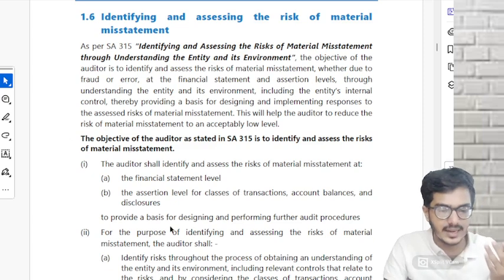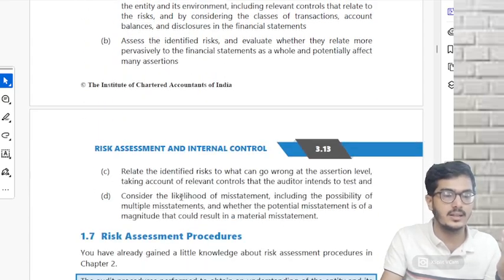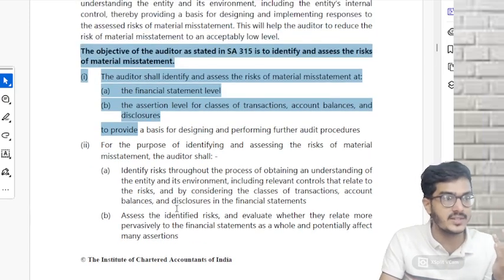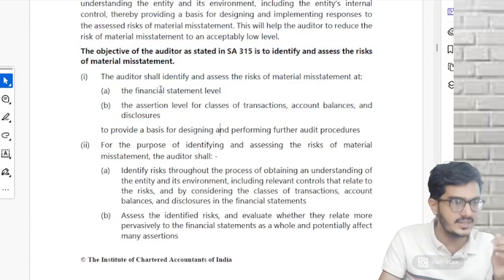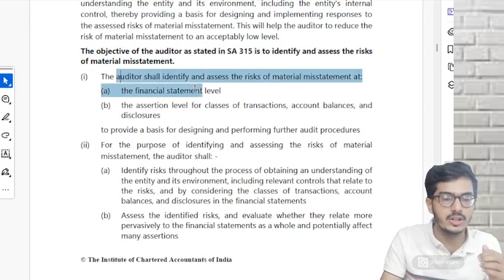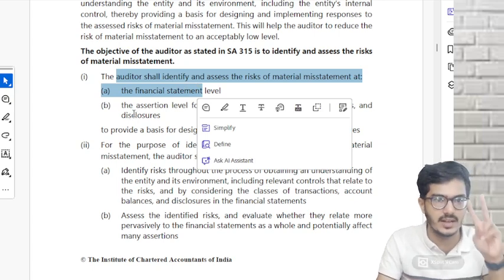If you see this entire answer, it's a mug-up one, because they ask you to write down the objective of SA 315. You have to write the entire answer. They tell you first that the auditor should identify and assess the ROMM at two levels: one is financial statement level, the second is assertion level.